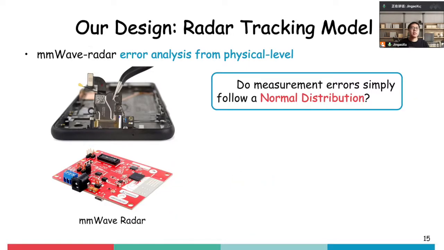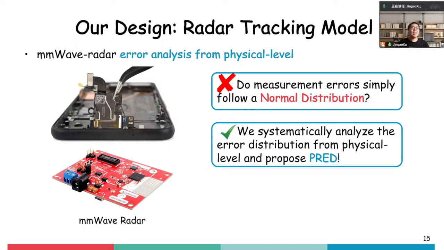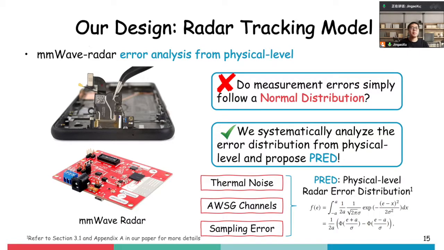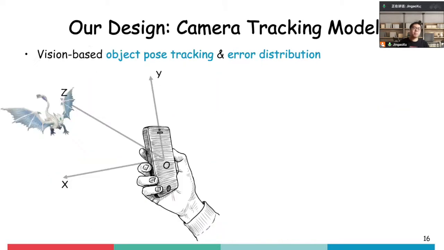Existing works generally assume the radar error follows a normal distribution. So is it the truth? If we don't solve the problem, the following optimization on the fusion framework will aim at wrong goals. Hence, in FollowUpAR, we analyze the error distribution of the millimeter wave radar from a down-to-top perspective. And we propose the physical level radar error distribution module. The physical level radar error distribution module considers 3 essential components of the errors: the thermal noise, the signal adaptive wide Gaussian noise, and frequency sampling error. For more details about the formulation derivation, please refer to our paper.